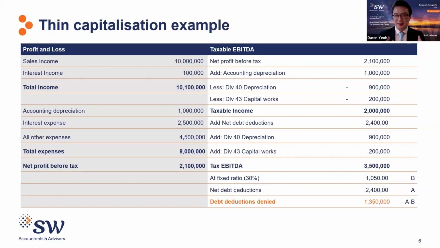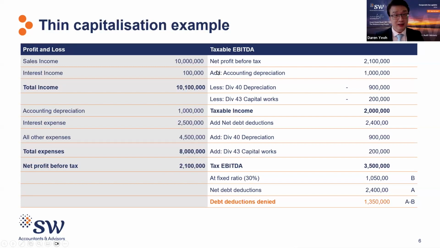So let's look at a simple example of the calculation of the tax EBITDA. On the left of the screen is the P&L, and on the right side is the calculation of taxable income and tax EBITDA. So a few things to point out from the P&L: interest income is 100,000, accounting depreciation is 1 million, interest expense is 2.5 million, and net profit before tax is 2.1 million.